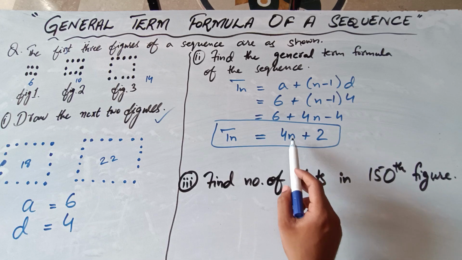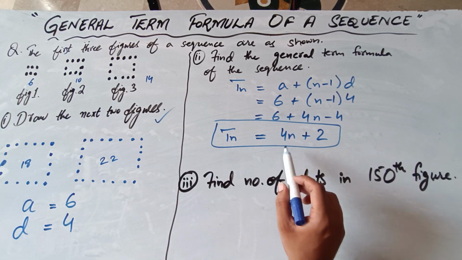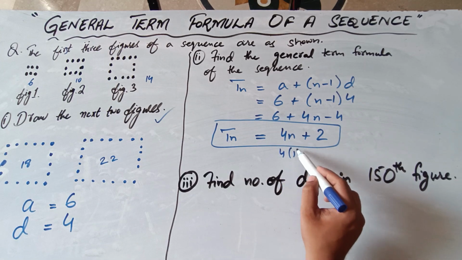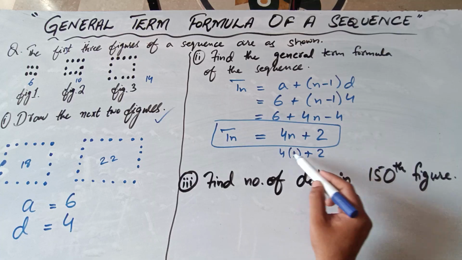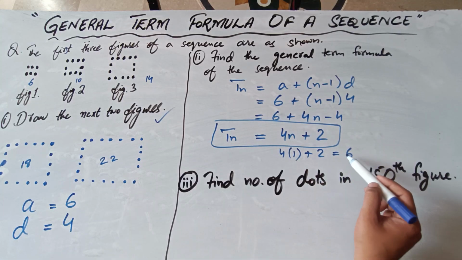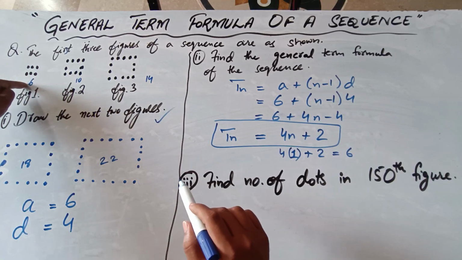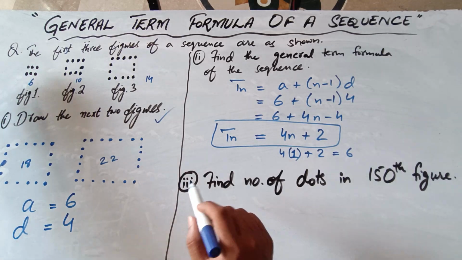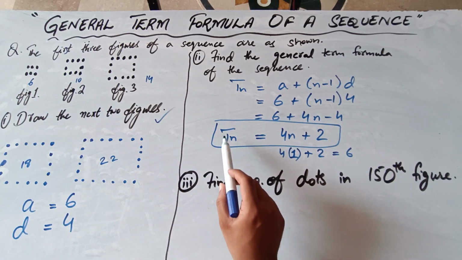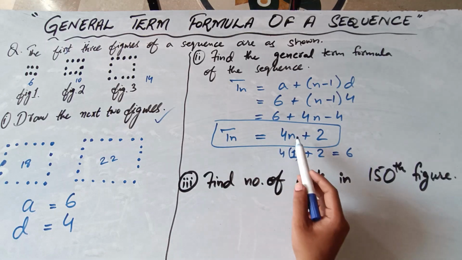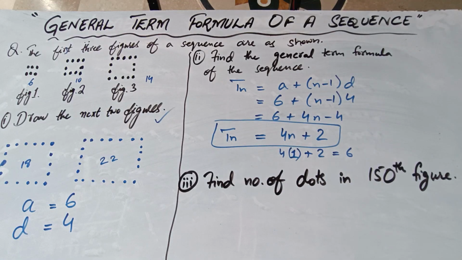So Tn is representing dots. Why is it representing dots? Because if we put in place of n, 4 ones are 4 plus 2, so this will give us 6 in the first figure, because I have put n equal to 1, and in the first figure there are 6 dots. So it means that Tn is representing dots and n is representing the figure.